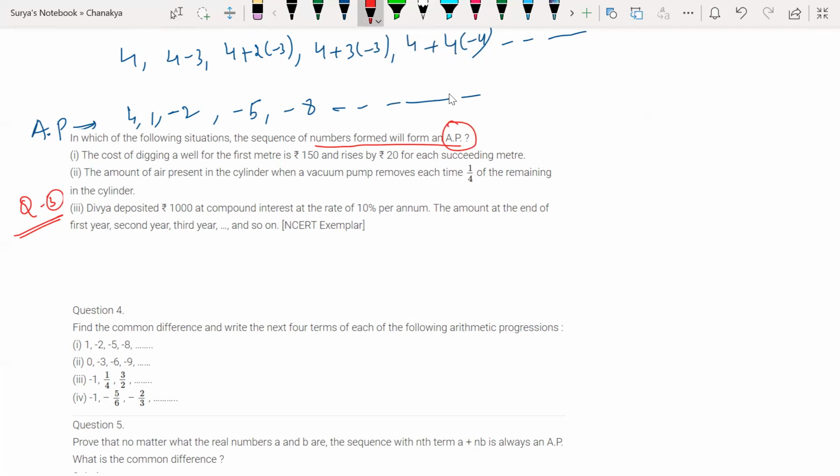Guys, there is a power cut. It is disturbing a lot. Can you hear me? Yes, sir. Yes, sir.